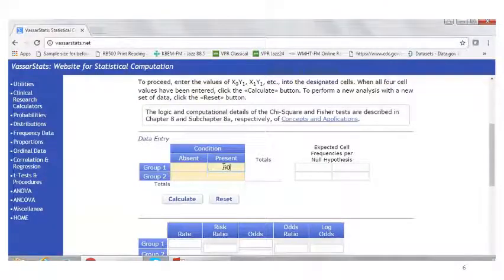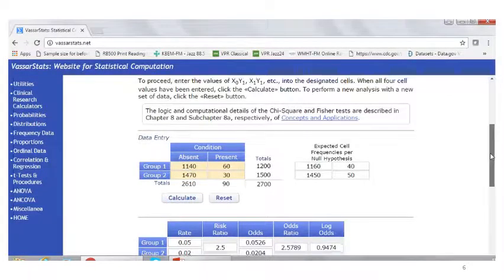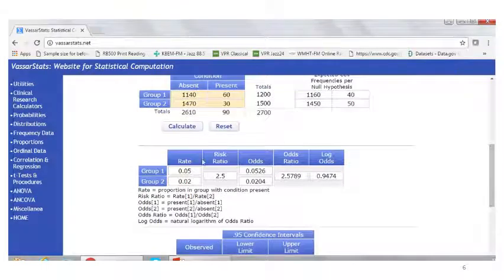There is 60 who suffered strokes in the high group and 1,140 who did not. For the low cholesterol group, there was 30 who suffered strokes and 1,470 who did not. Then click Calculate. Scroll down, and here the risk ratio is the relative risk of 2.5.